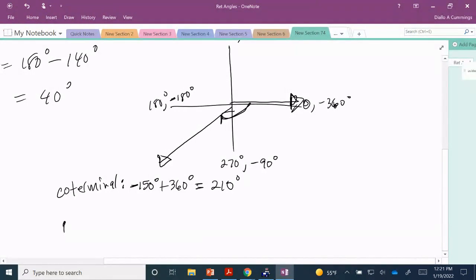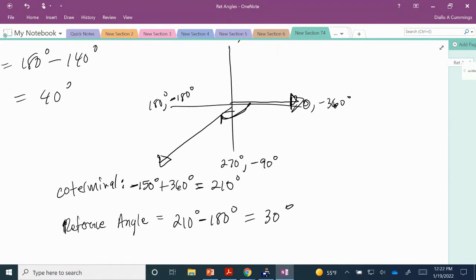So now that I have my angle measure, which is 210 degrees, now I can find the reference angle. If I use the reference angle formula for an angle that's in the third quadrant, that reference angle formula says it's the given angle measure minus 180. So 210 minus 180 is 30 degrees.